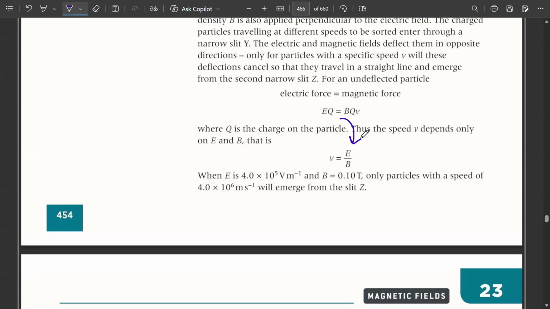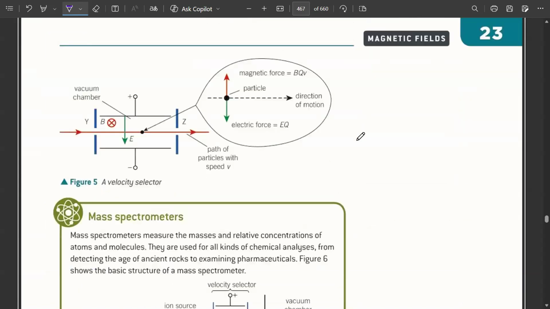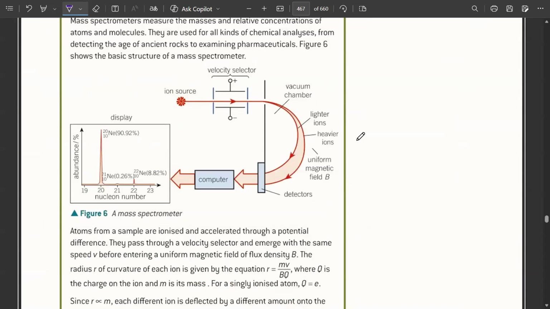It becomes V equals E over B. V is equal to E over B. Clear? Good job. That's what the mass spectrometers also do.